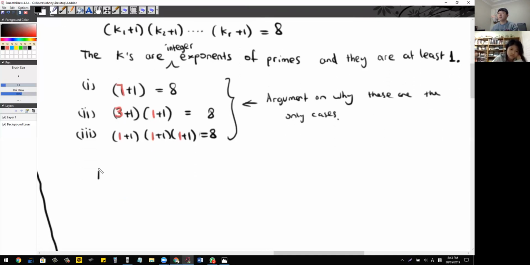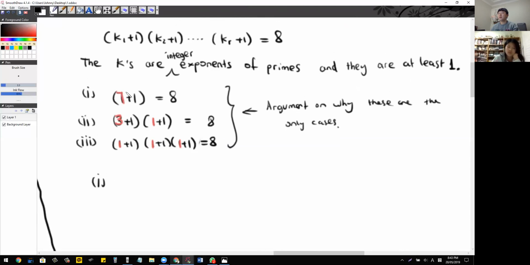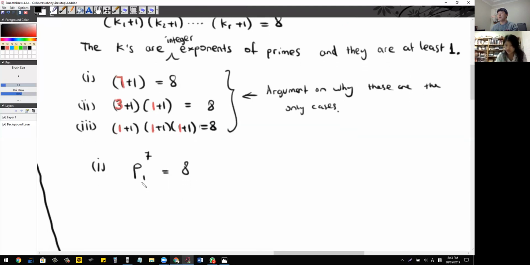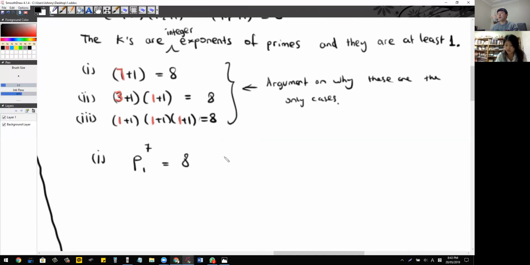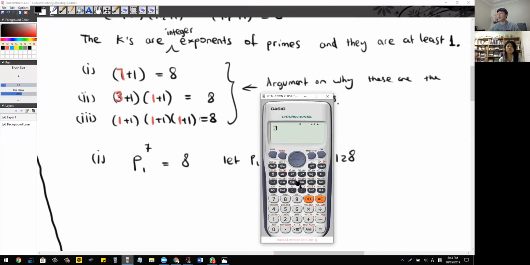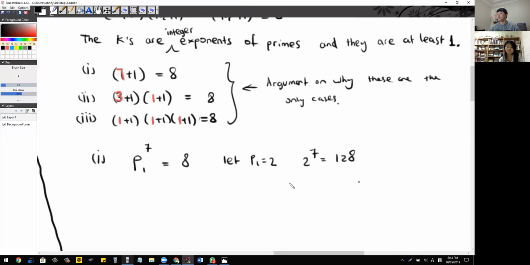Now, case number 1. So that means there's only one prime, right? Yeah. 1 prime. You always use the smallest prime, like 2, because it's the smallest. So obviously let P1 equal 2. Then you have 2 to the power of 7. That'll equal how much? 2 to the power of 5, 32, 64, 128. Right? Yep. And then you go for the next one.